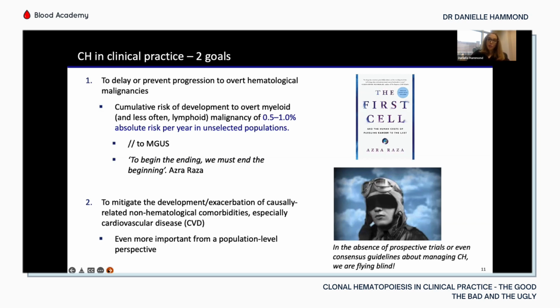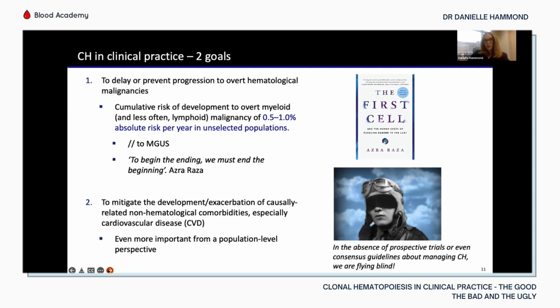And the second, perhaps even more important goal to studying and eventually intervening upon clonal hematopoiesis is to actually mitigate the extra-hematologic consequences, primarily the adverse cardiovascular events, which from a population perspective are much more prevalent. Whereas only less than 5% of patients with clonal hematopoiesis will ever go on to get a subsequent hematologic malignancy, a much higher percentage of the clonal hematopoiesis population will develop some form of cardiovascular disease.